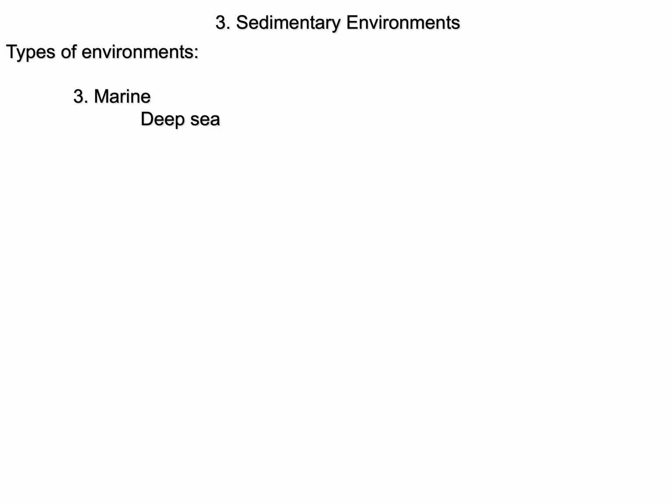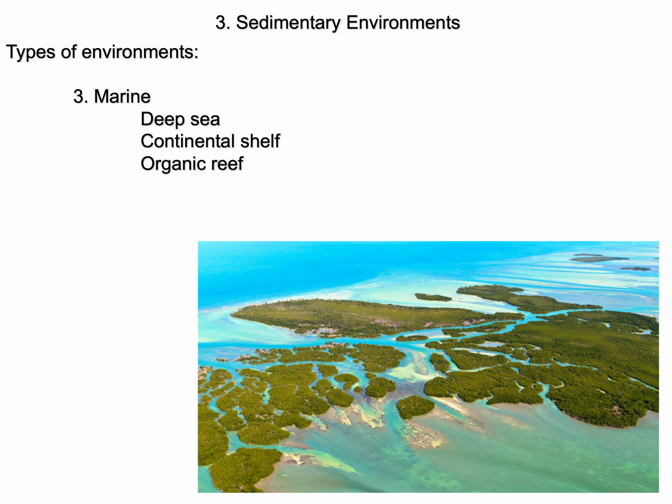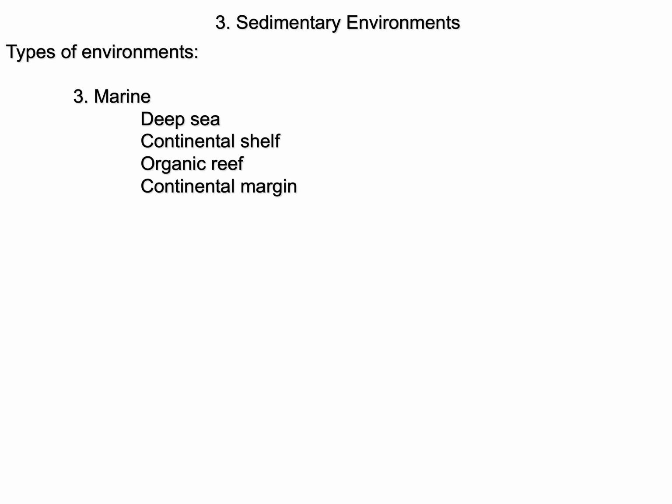Marine deposits include deep sea deposits such as the Central Pacific, continental shelf deposits like that we'd see off the east coast of North America, organic reef deposits like we'd find off the southernmost coast of Florida in the Keys, continental margins like on the west coast of North America, and continental slope deposits. These would be off of the continental margin in deeper water.